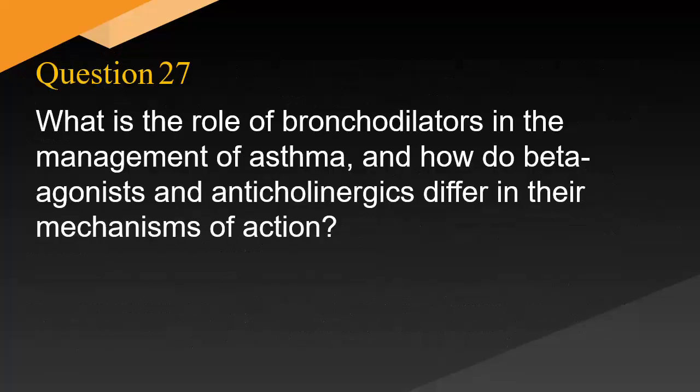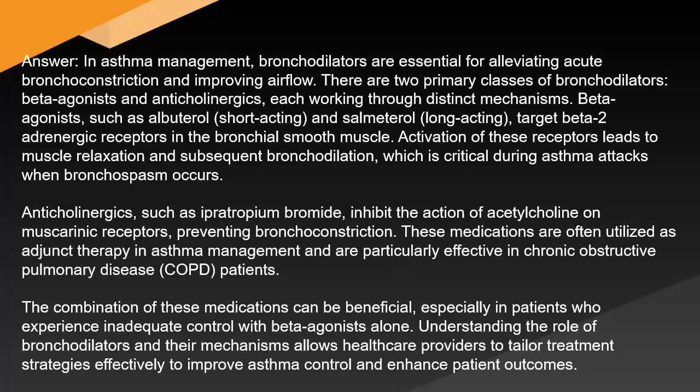What is the role of bronchodilators in the management of asthma, and how do beta-agonists and anticholinergics differ in their mechanisms of action? Answer: In asthma management, bronchodilators are essential for alleviating acute bronchoconstriction and improving airflow. There are two primary classes of bronchodilators: beta-agonists and anticholinergics, each working through distinct mechanisms. Beta-agonists, such as albuterol (short-acting) and salmeterol (long-acting), target beta-2 adrenergic receptors in the bronchial smooth muscle. Activation of these receptors leads to muscle relaxation and subsequent bronchodilation, which is critical during asthma attacks when bronchospasm occurs.